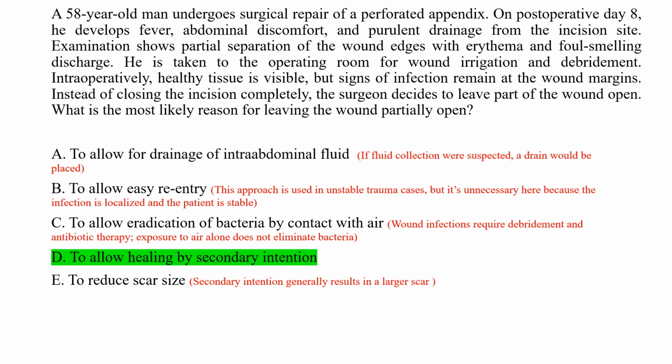But in here, the infection is localized and the patient's condition is stable, and so re-entry is not anticipated. And option C, to allow eradication of bacteria by contact with air, is incorrect because wound infections require debridement and antibiotic therapy. Exposure to air alone does not eliminate bacteria. And option E, to reduce scar size, is incorrect because secondary intention generally results in a larger scar because of greater tissue loss and prolonged healing.